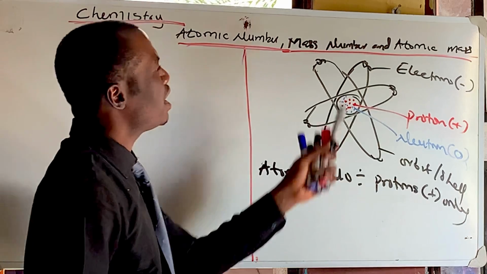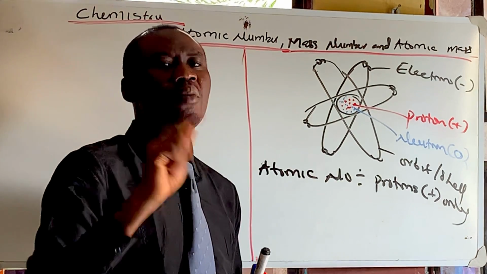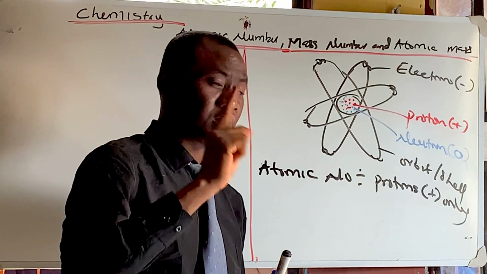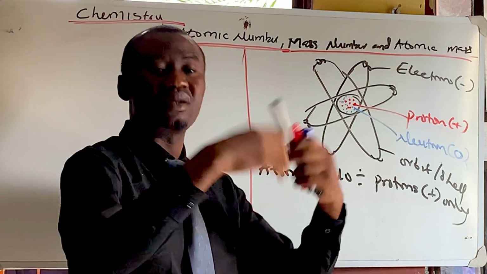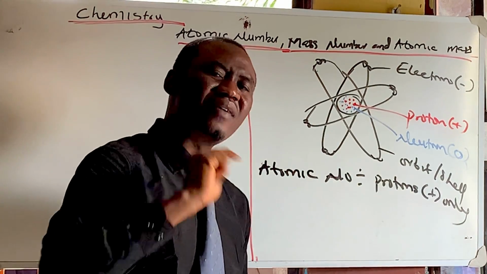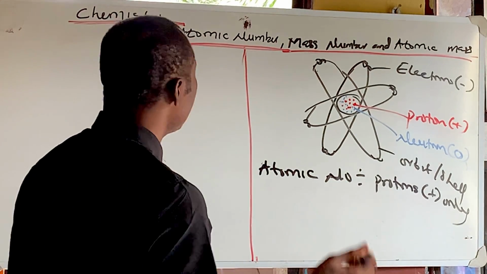When we talk about the atomic number, if you know the atomic number of an element, you can identify with specificity what element that is. The element could be hydrogen, could be chlorine, could be sodium. If you can identify the atomic number, you can identify that element. So now we're looking at the atomic mass.